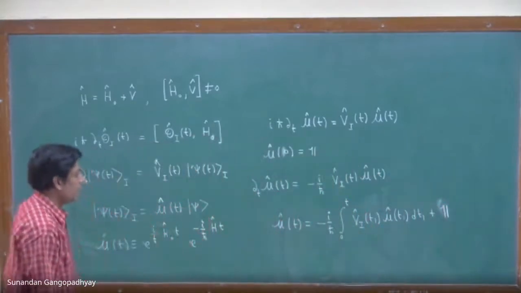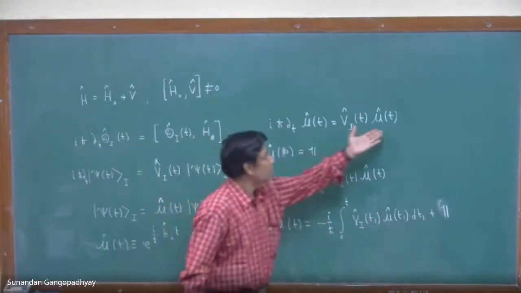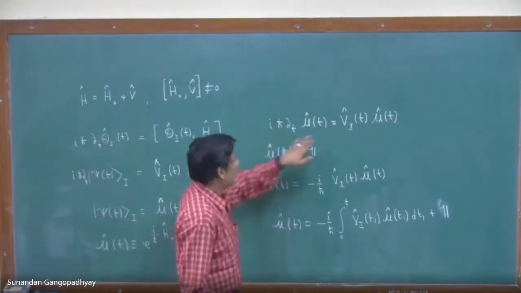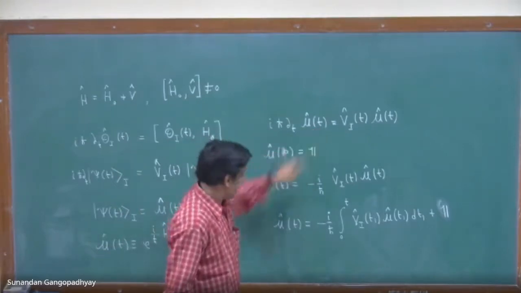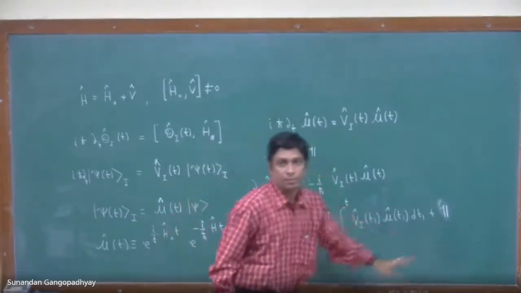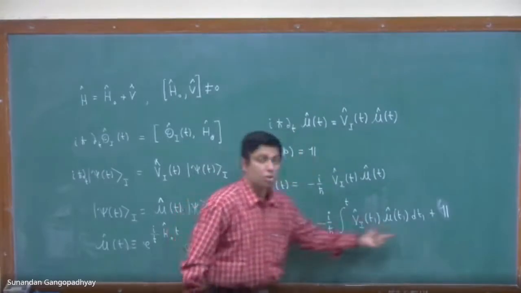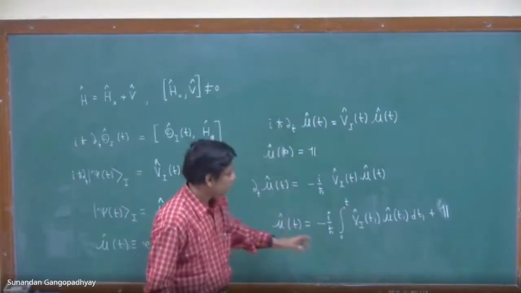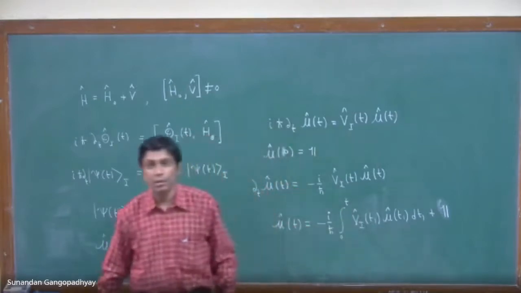And you can see that this is a formal solution to this differential equation, but it is not really a solution, because our unknown in the differential equation is this operator u hat t. What we have done is convert the differential equation to an integral equation, because the unknown, the operator u hat, still appears under an integral sign, so you cannot say that this is a solution.